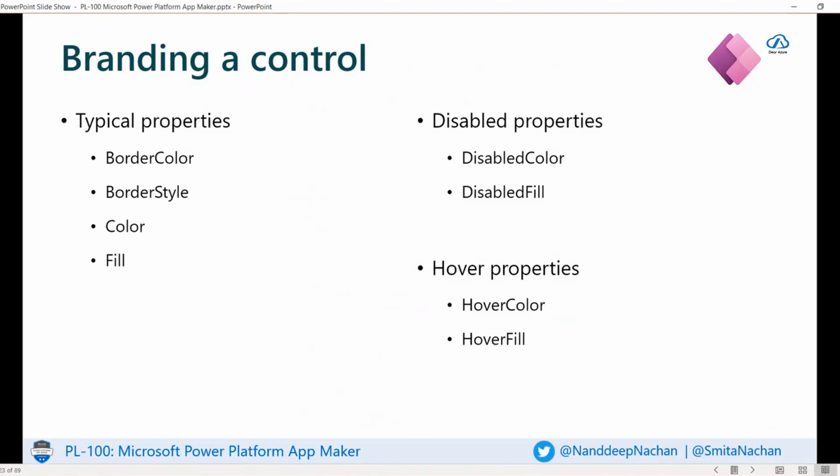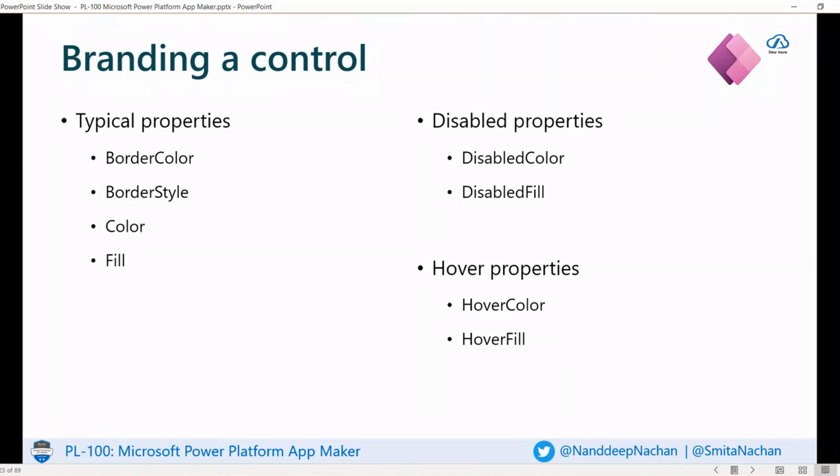You can customize your app by changing various properties of the app controls. By adjusting a few of the control properties like fill, hover, and border, you can completely change how the control looks. The typical properties are in effect when the user is not interacting with the control. The border color is the color of a control's border, and the border style determines whether a control's border is solid, dashed, dotted, or none.